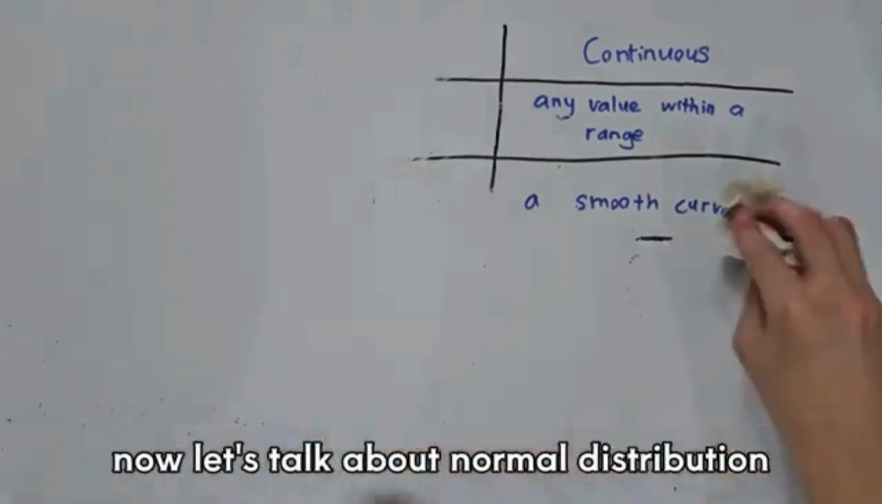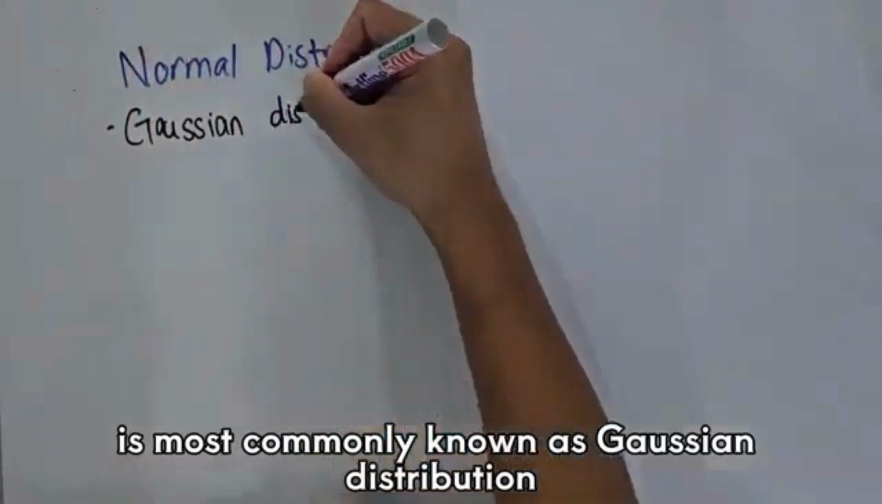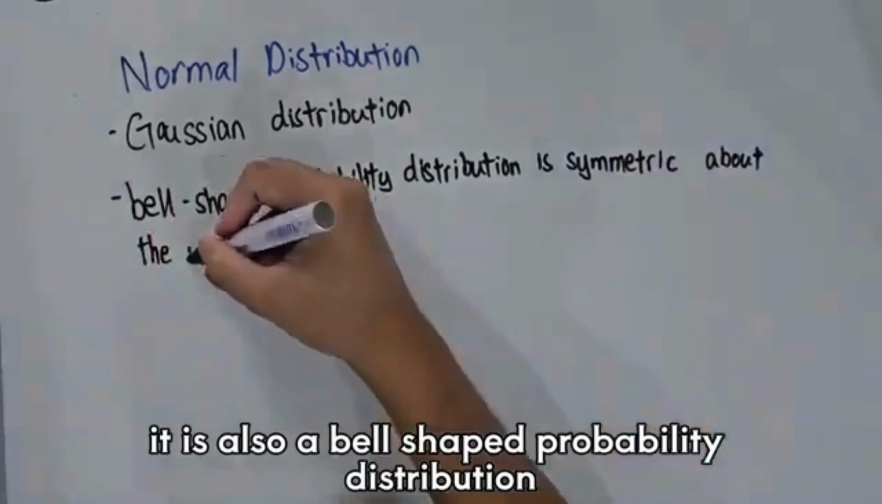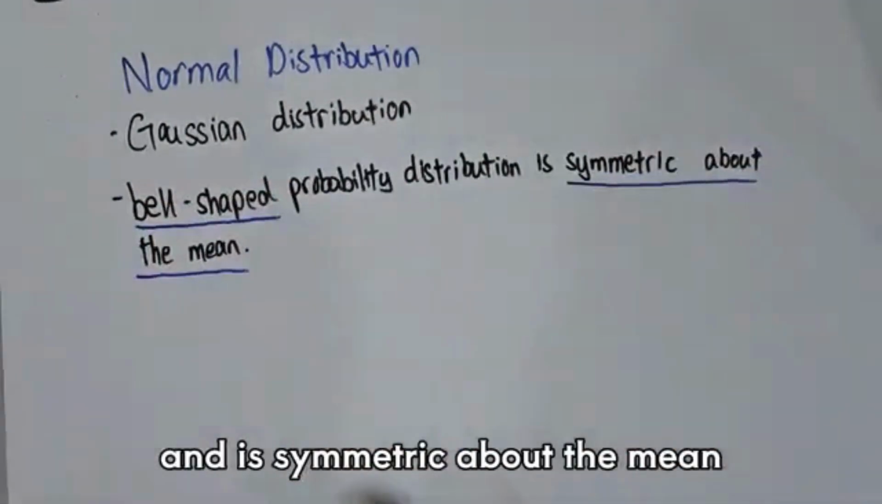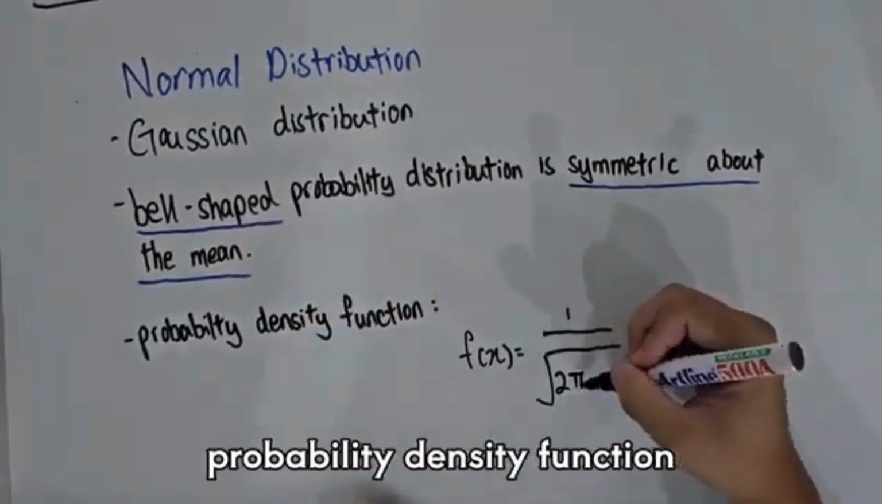Now let's talk about normal distribution. Normal distribution is most commonly known as Gaussian distribution. It is also a bell-shaped probability distribution and is symmetric about the mean. The formula below represents the probability density function.